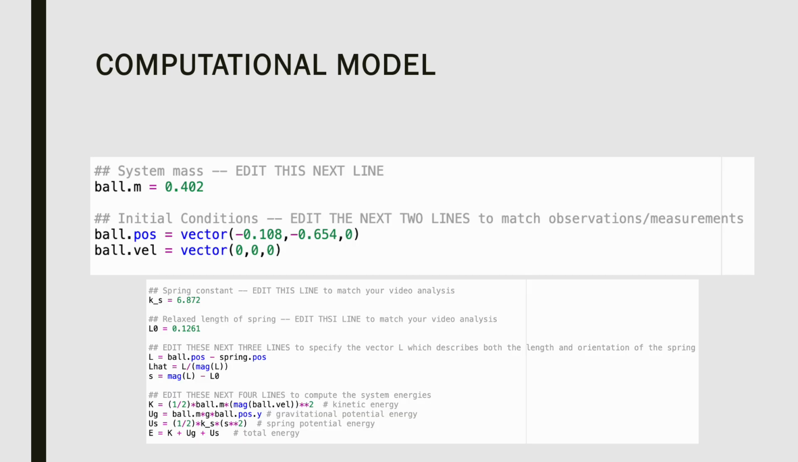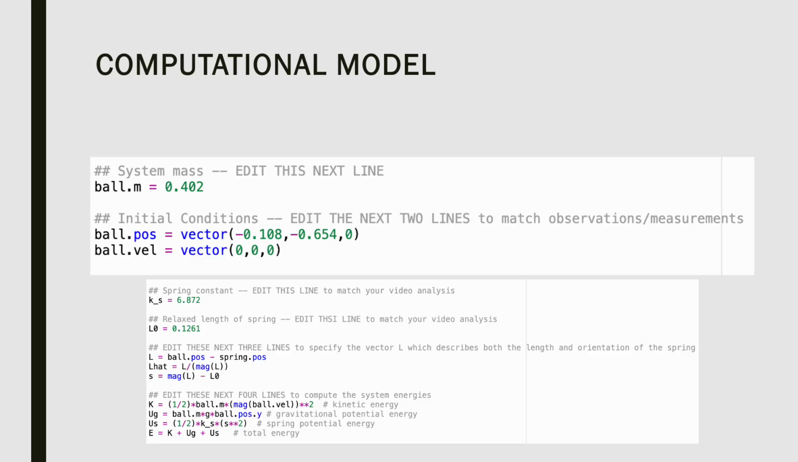Here's the computational model. Here I display the initial conditions of the ball and the way we calculated the energies. The mass of the ball is 0.402 kilograms. The initial position of the ball is negative 1.108, negative 0.654 meters, and the initial velocity of the ball is 0.000 meters per second. These values are calculated from the tracker software using the first two positions.